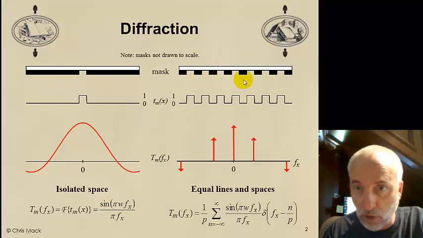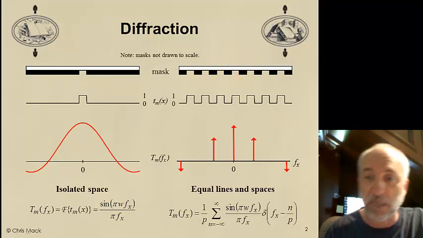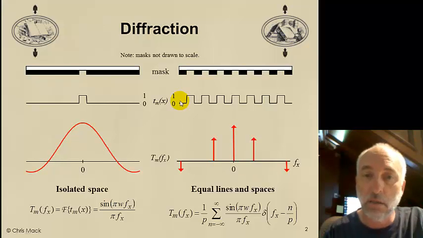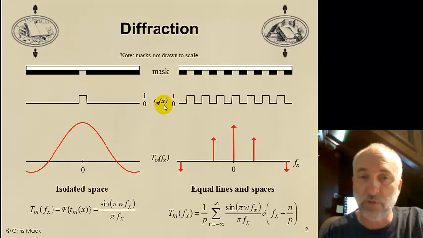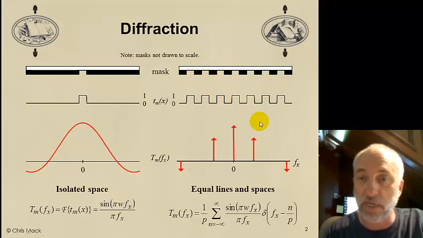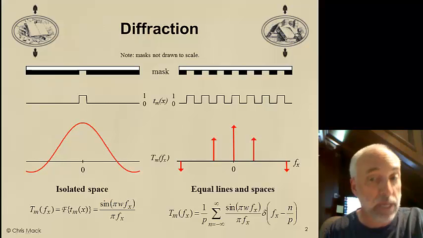Again, this is a cross-section of the mask, so these lines and spaces continue on in and out of the board. And our mask transmittance function is a square pulse, 0, 1, 0, 1, repeating over and over again. The pitch is the repeating distance, so the center of the line to the center of the next line, or the center of the space to the center of the next space. That would be the pitch of this pattern.